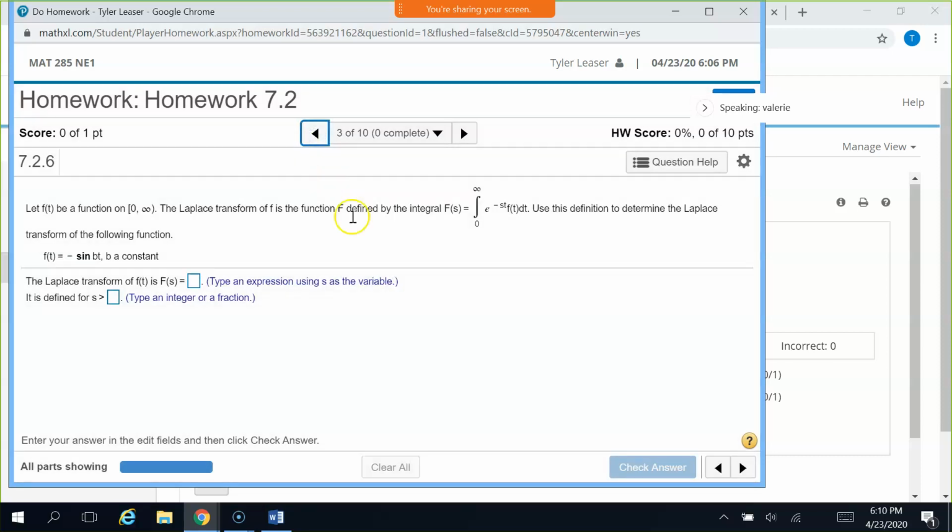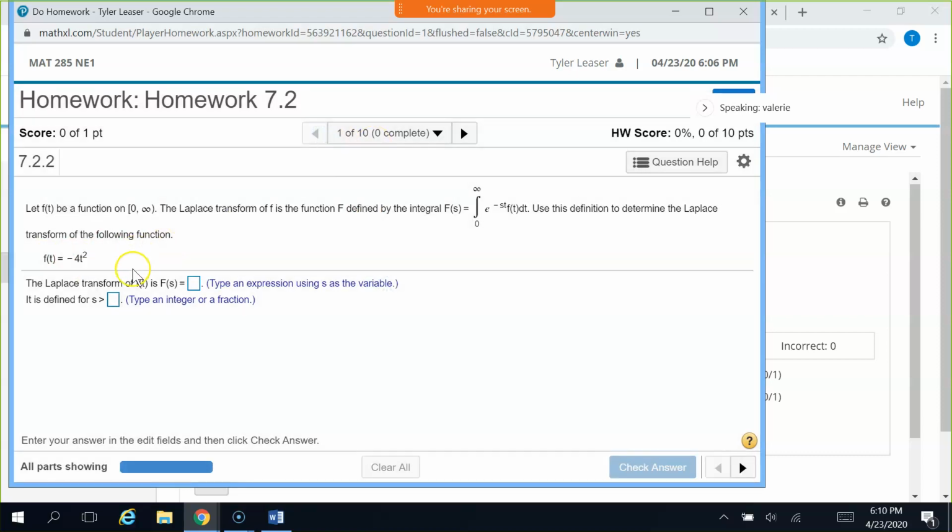Well, so for these first ones, it says to do it using the integral formula. But of course, what you could do is just look on that table in your book and do it that way if you want. Oh yeah, that's true. Some of them aren't going to be on there, but most of them will be.